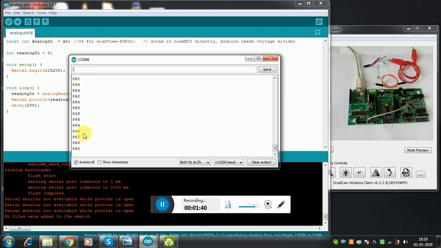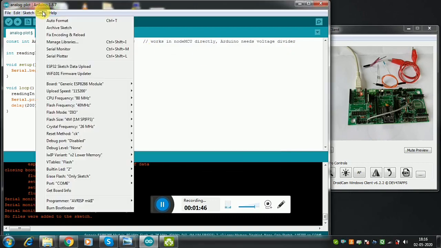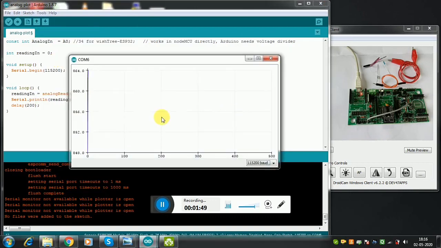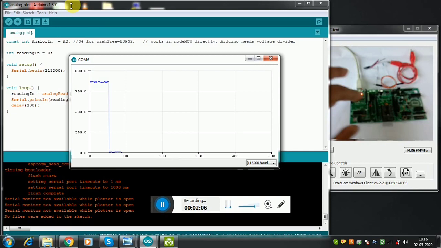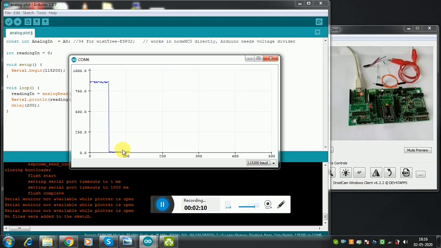Now let us see what happens if some voltage is applied in between. We can see that in the serial plotter, which gives a very good view. Here you see when it is 5 volt, it is showing something from 845 to 865, and when we remove the battery, I am removing it here, you can see it drops down to almost 0. Please bear with me, this camera is a bit slow.